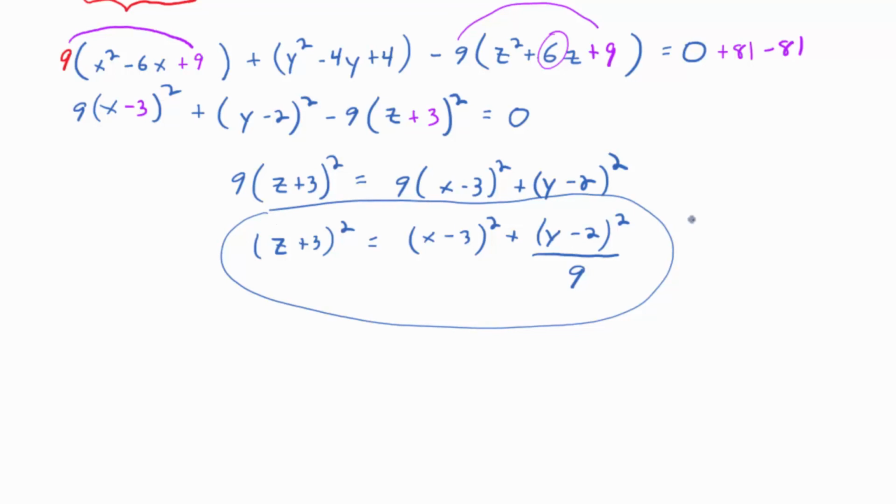Okay, so we know this is a cone. Can you give me what the center would be, using what you know about translations from other classes? The center would be 3, 2, negative 3. Let's say capital C for center. Okay, and then we already identified it, so we're good to go.